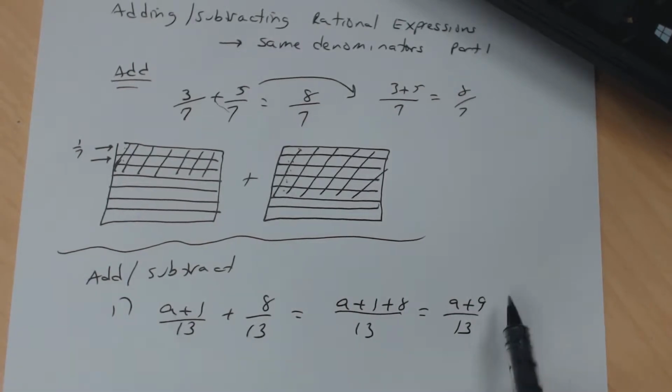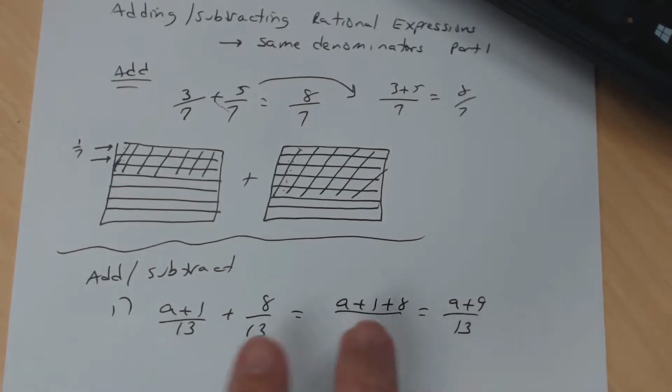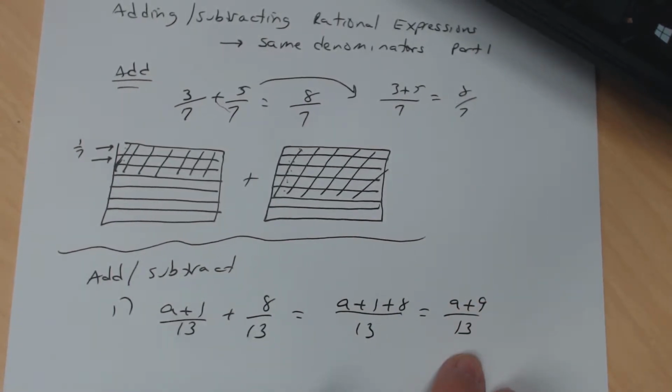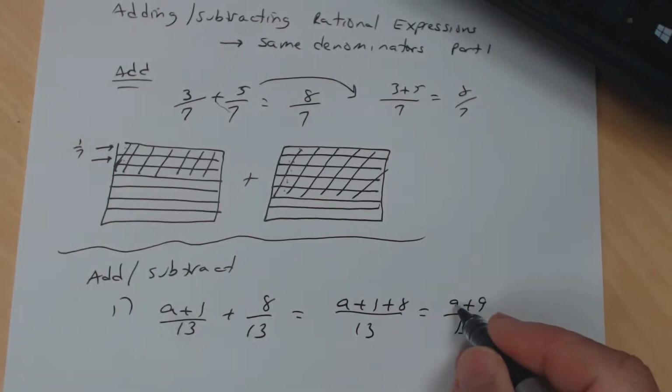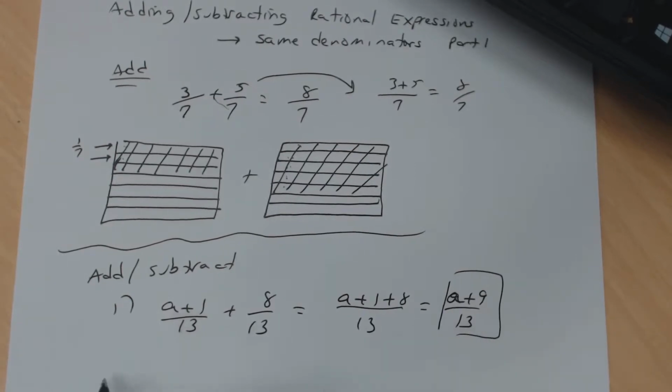Now, you can't do anything else to this. At some point I'm going to write the steps, but you want to factor as much as possible. Whenever you get to this point, you want to factor. So a plus 9, I can't do anything with, so you're done. That's the answer.